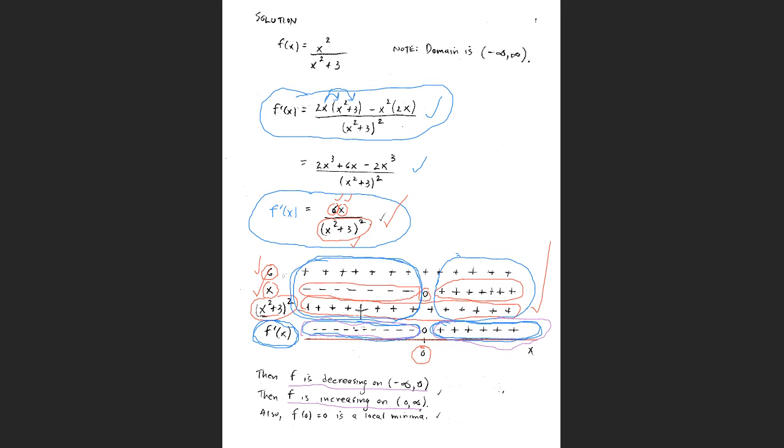Notice also that the first derivative switches signs from negative to positive at x equals 0. Since the function's decreasing on negative infinity to 0, but then it increases on 0 to infinity, that means that f of 0 equals 0 is a local minimum.